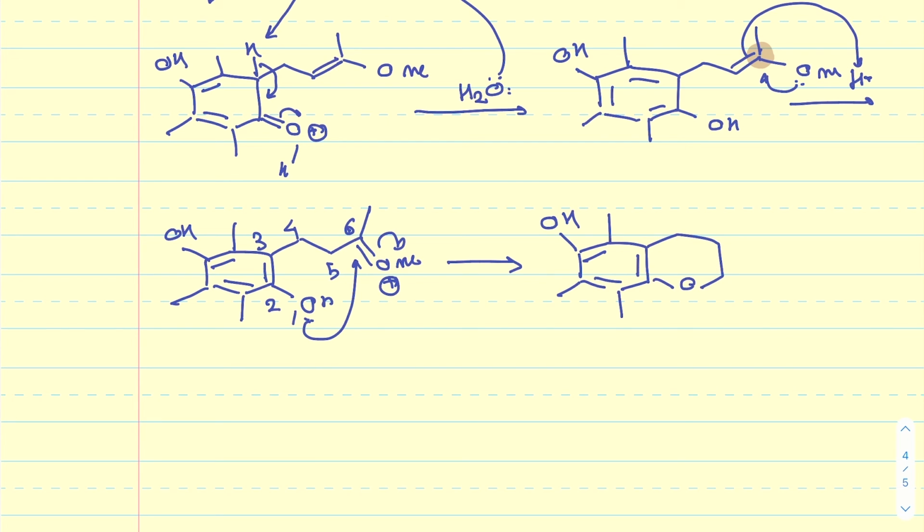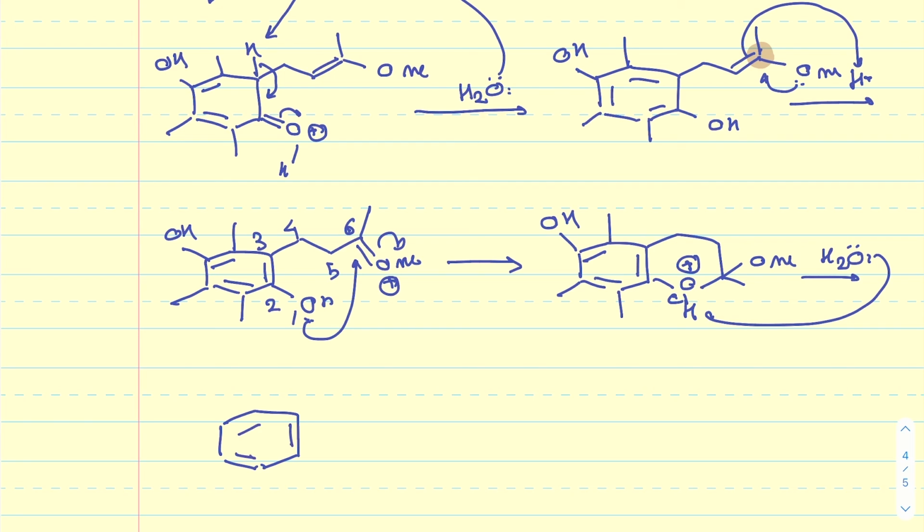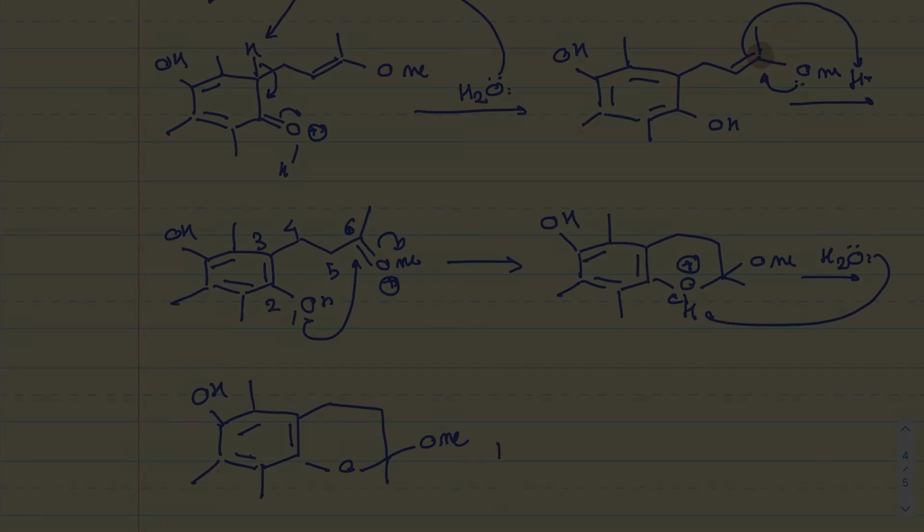Now, let's see what kind of ring it's going to make. 1, 2, 3, 4, 5, 6. I'm going to create a six-membered ring here. I have my methyl and I have my methoxy here. And I have my extra hydrogen here, which is going to be abstracted by water. And that is going to give me the final product. Here we are. That was not that difficult.